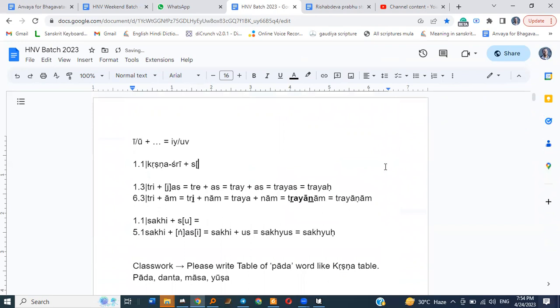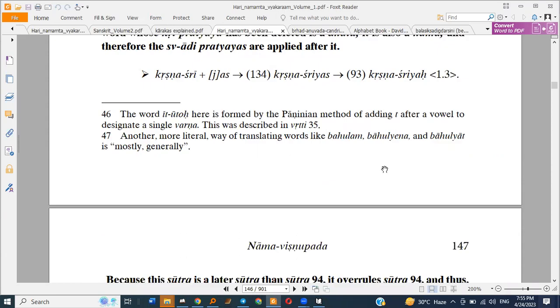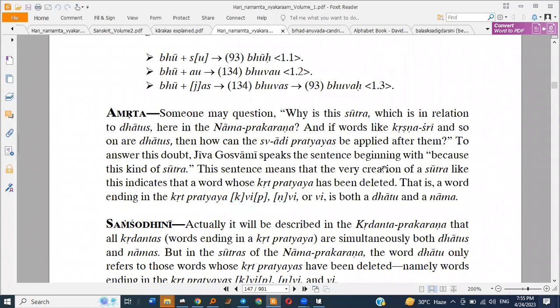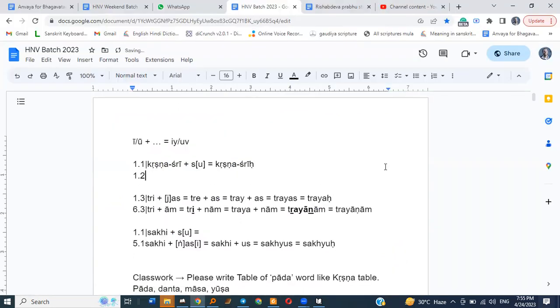Krishna Shri plus Su. So nothing, we just combine it. We put Sa here, and then we get Krishna Shri, right? Then 1.2, Krishna Shri plus O. Now this is a Vishnu Bhakti beginning with the Sarveshwara, right? So this E will change to E. Thus we get, and we combine it, Krishna Shri O.